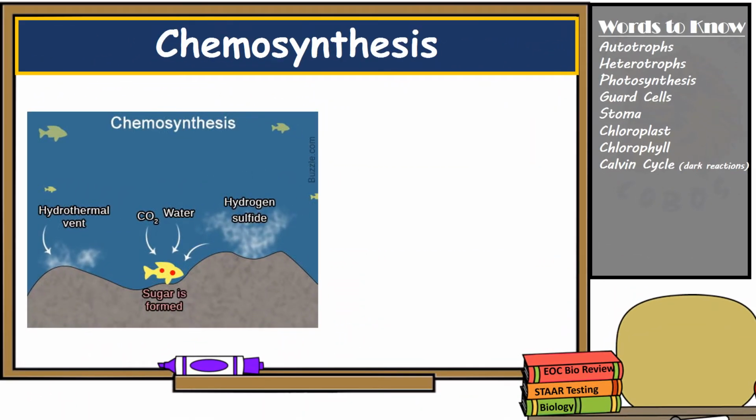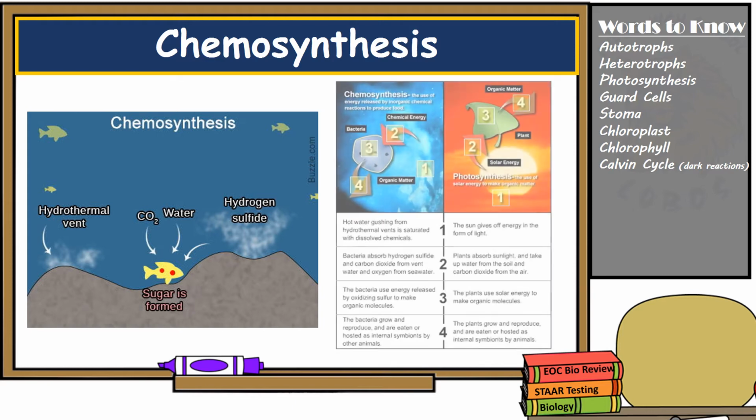Now, it's important to note that not all autotrophs use sunlight to make their food. Some use the energy in inorganic compounds instead of sunlight in a process called chemosynthesis. Now, bacteria, for instance, found near hydrothermal vents absorb hydrogen sulfide and carbon dioxide from the vent water and use the seawater as a source of oxygen. Bacteria actually use energy released by oxidizing sulfur to make organic molecules, similar to how plants make glucose, an organic molecule, with the energy from the sunlight.